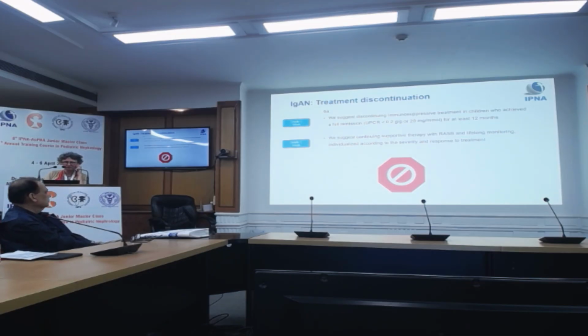We suggest continuing supportive therapy with RAS blockade and lifelong monitoring, and we individualize that according to the severity and response to treatment. So it's difficult to say when to interrupt a RAS blockade. I would tend to be quite conservative and keep it on, especially if the initial presentation has been severe. We know that it's renoprotective. If it's well tolerated, it's probably helpful. But after like 3 years, I would probably consider starting to remove it if the patient is doing really well.